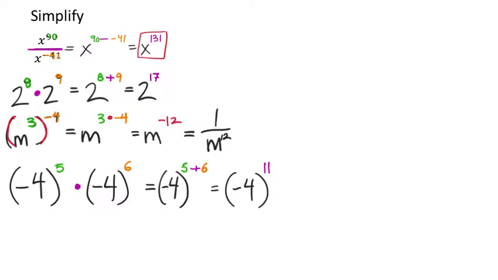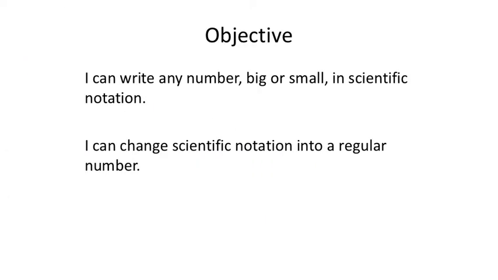So that's a nice quick review of all the stuff that we've been doing in this unit. Here are our two objectives. I can write any number, big or small, in scientific notation, and I can change scientific notation to a regular number if needed. So we'll go over these two objectives, but first copy these down, take 30 seconds, and we'll start.